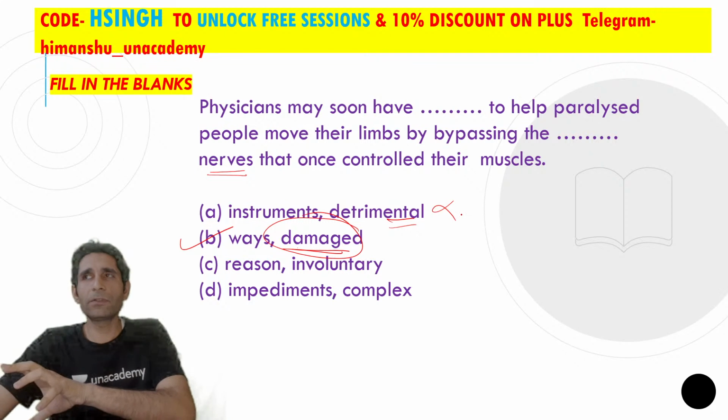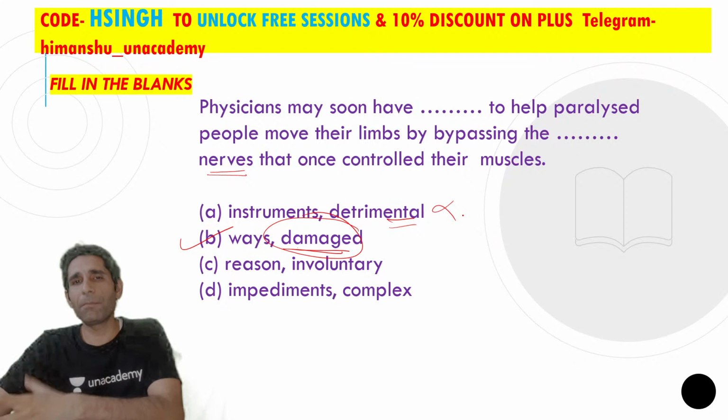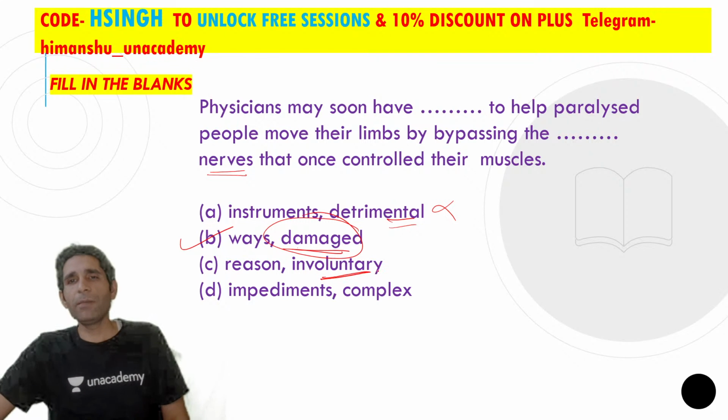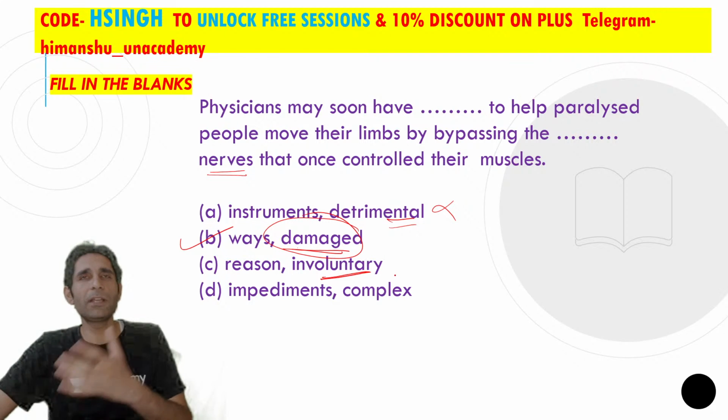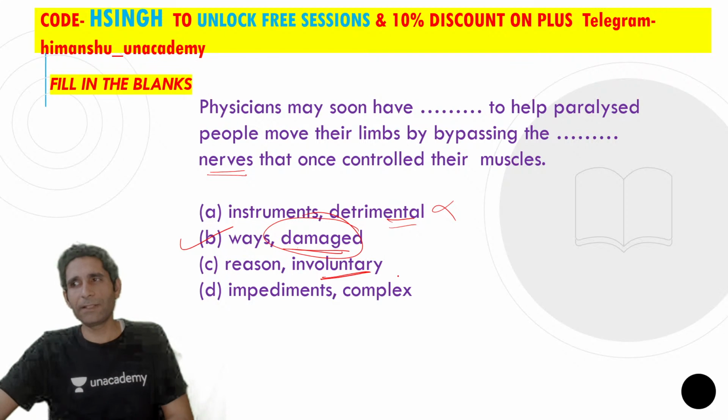ठीक है, तो नर्व्स डैमेज हो गई हैं और उनको बाईपास करना है सो दैट यू कैन हेल्प अ पैरालाइज्ड पेशेंट. Detrimental, guys, is harmful. Involuntary muscles होती है, nerves नहीं होती. Okay, like you have two types of muscles. You have voluntary muscles and you have involuntary muscles. Like for example, you have like the biceps and triceps. They are like voluntary muscles, and then you have involuntary muscles. There's nothing like involuntary and voluntary nerves. तो इसको अपन हटा देते हैं.